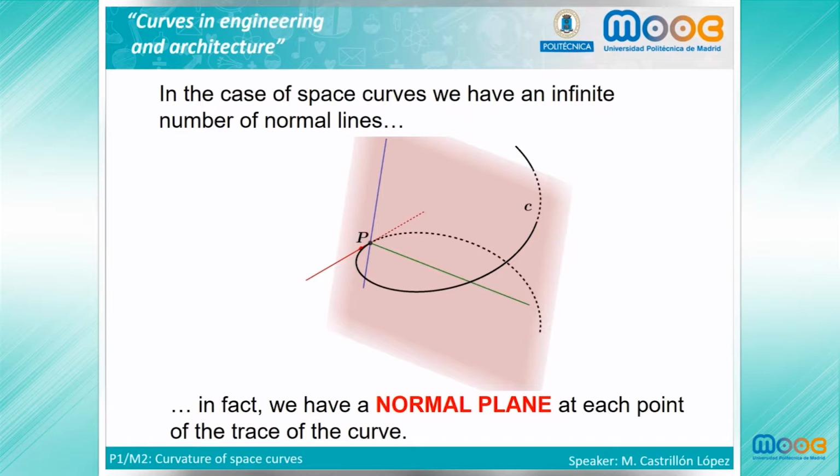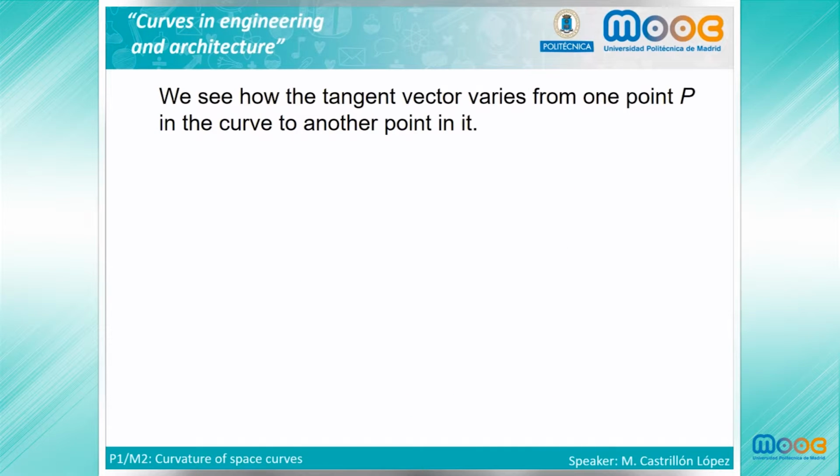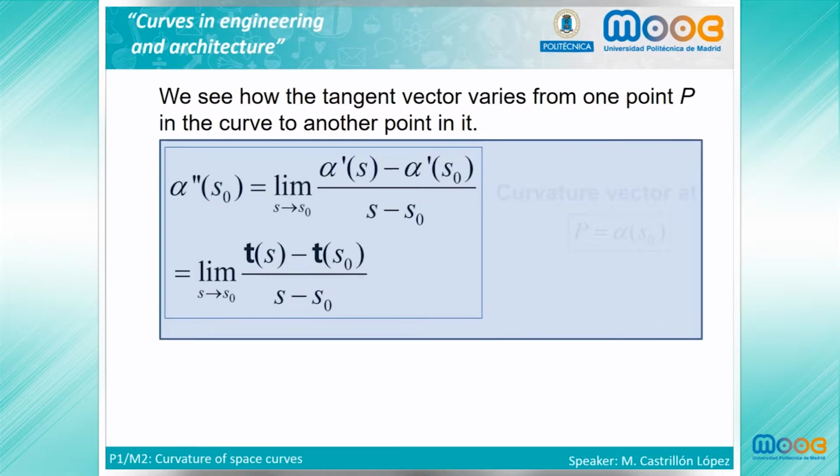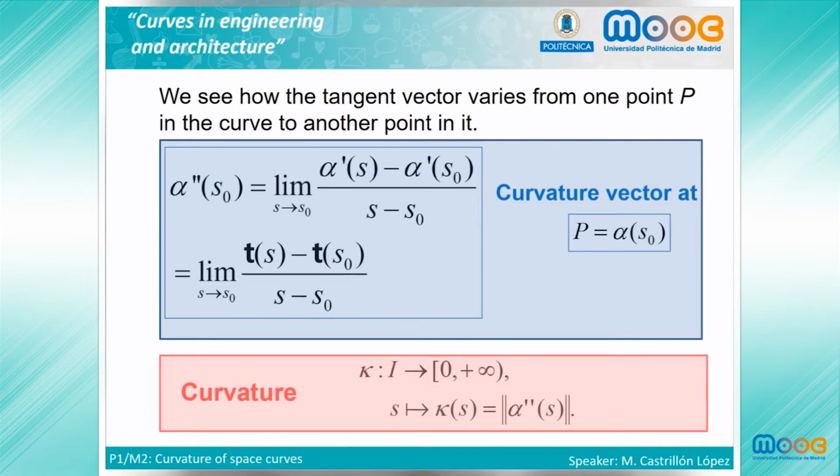We now see how much a curve bends at a point in the curve. For that, we analyze the variation of the tangent vector at a point of the curve. The second derivative of the parameterization alpha measures how the tangent vector varies. We call it the curvature vector, and we define the curvature as its modulus. Hence, the curvature function measures how much the curve bends at a point in the curve.